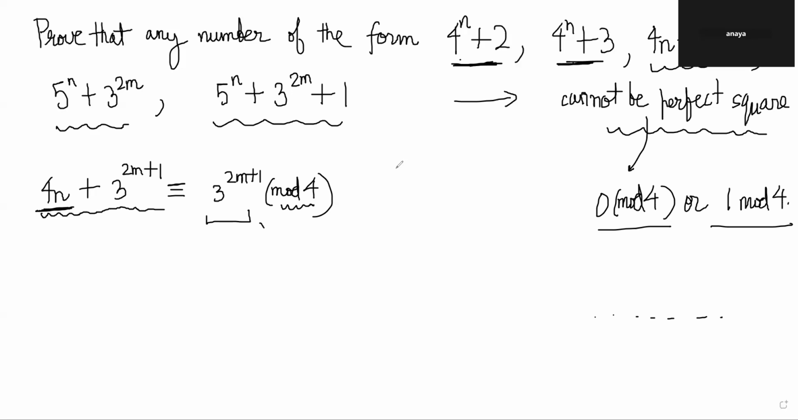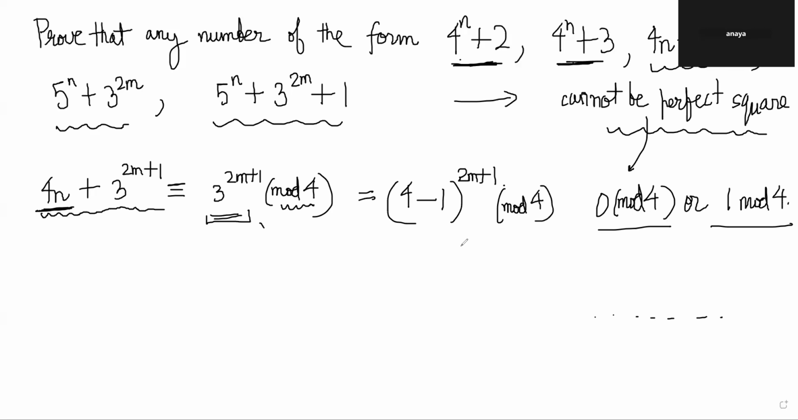What you should think of is, can we think of it as divided by 4? What will be the remainder of this? So what I would suggest is you can write 3 as 4 minus 1, right? And now you have to think of the binomial theorem.